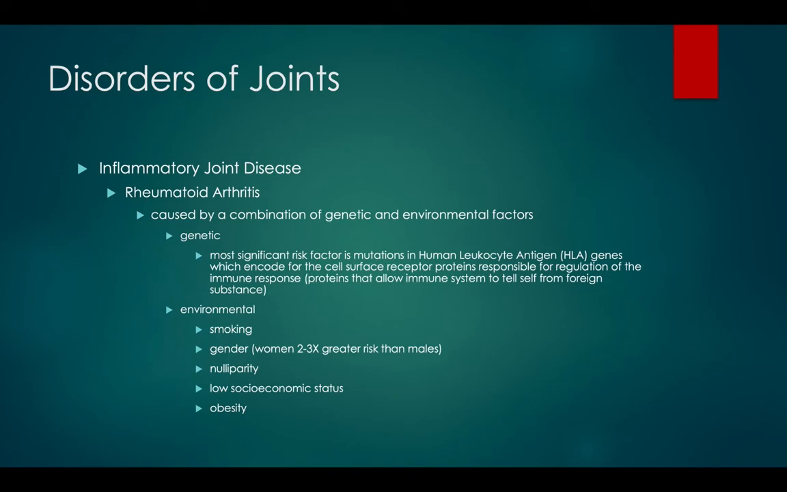There's also environmental factors such as smoking, gender. Women are 2 to 3 times greater risk for developing rheumatoid arthritis than men. Nulliparity, for whatever reason, causes rheumatoid arthritis or increases the risk. I don't know the mechanism behind that. Maybe someone can look that up for us, but I thought that was interesting. Low socioeconomic status and obesity also increase risk.